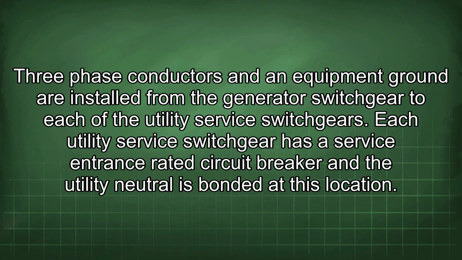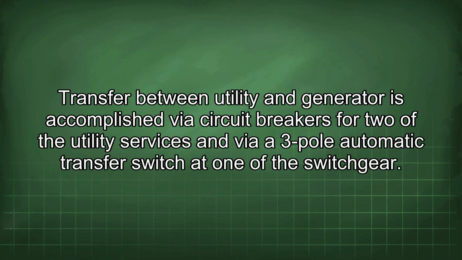Each utility service switchgear has a service entrance rated circuit breaker, and the utility neutral is bonded to this location. Transfer between utility and generator is accomplished via circuit breakers for 2 of the utility services and via a 3-pole automatic transfer switch at one of the switchgear.